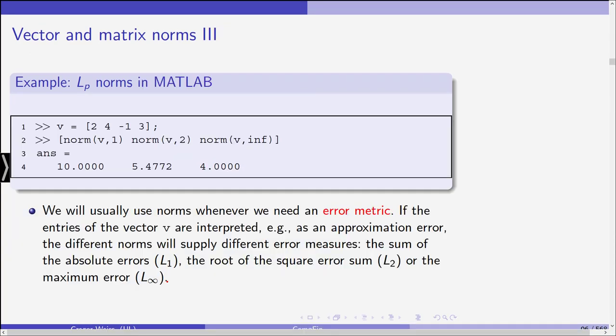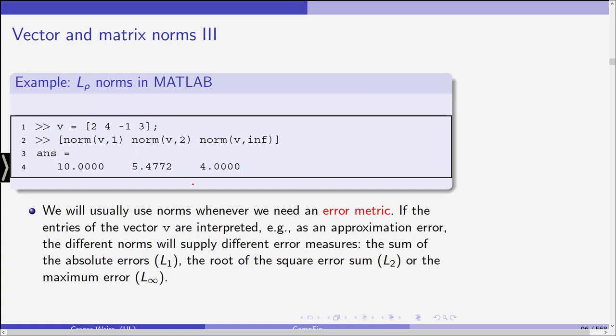Let's do an example in MATLAB. We define our vector v as 2, 4, minus 1, 3. And we can then calculate the L1, L2, and the L infinity norm by evaluating the functions norm v1, norm v2, and norm v-inf. As you can see, the L infinity norm is simply the maximum absolute entry in this vector, which is 4. The L1 norm is the sum of all those absolute values, 2 plus 4 plus 1 plus 3, that's 10, and this is the L2 norm, the Euclidean norm.